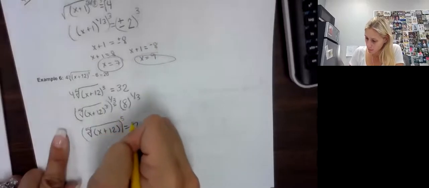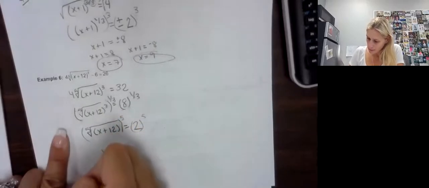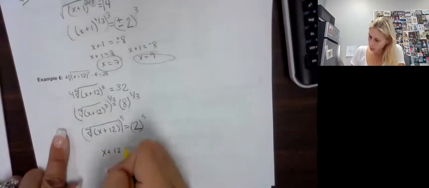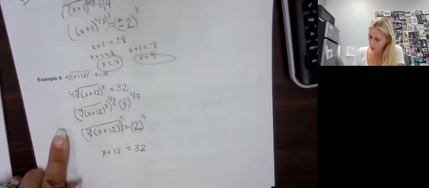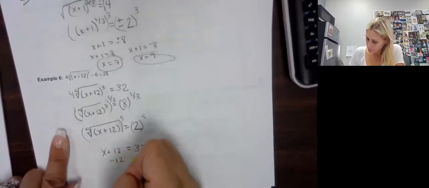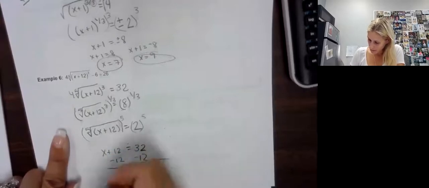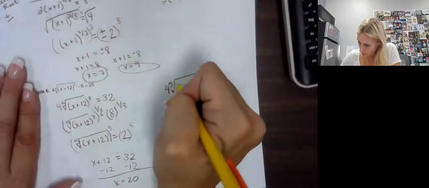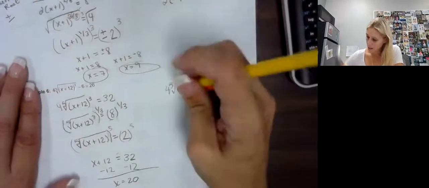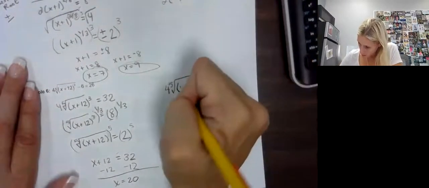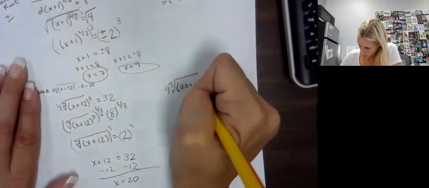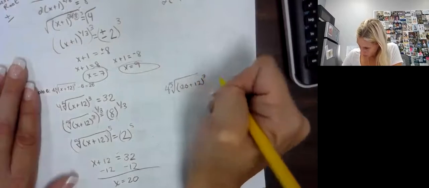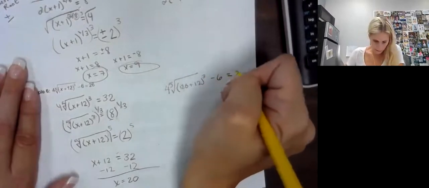How do you get rid of the 5th root there? We go to the 5th. So we get x plus 12 equals 2 to the 5th, which is 32. Subtract 12 from both sides, and we get x equals 20. All right, let's see if that works. 5th root, x is 20, minus 6 equals 26.